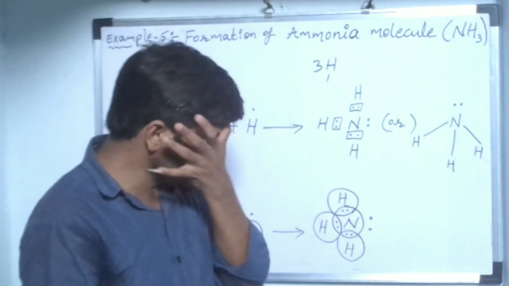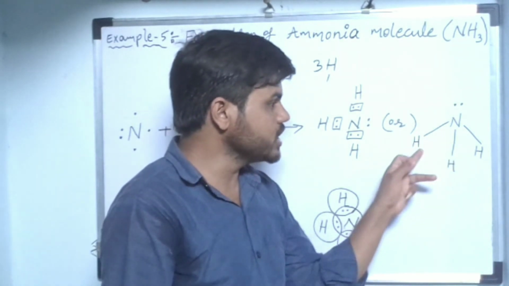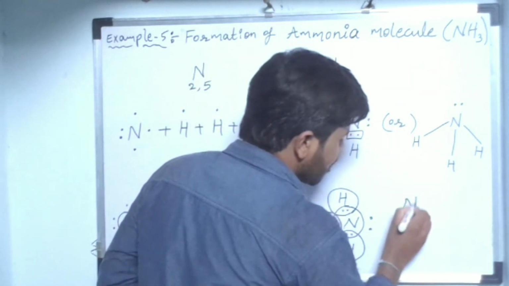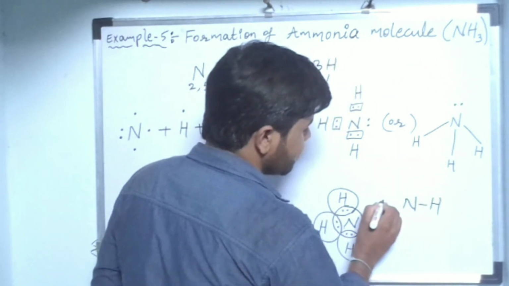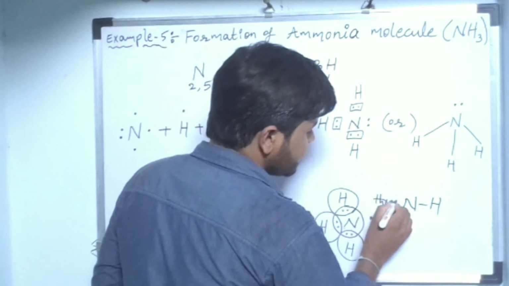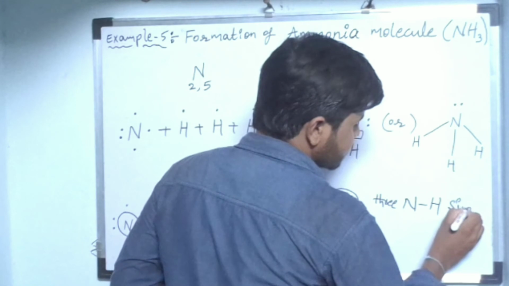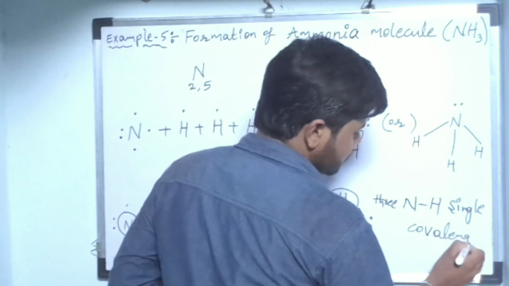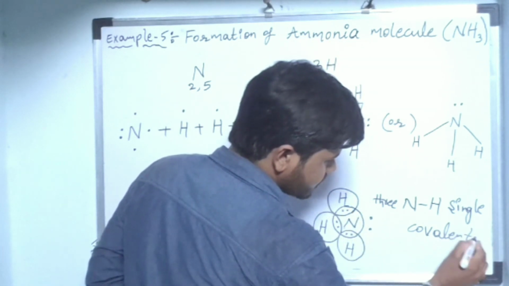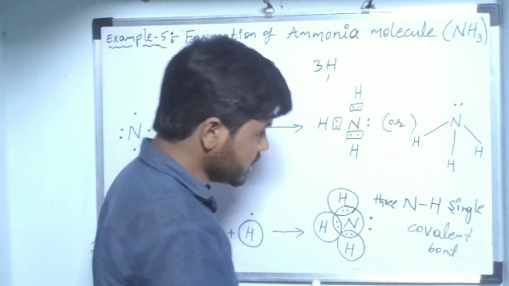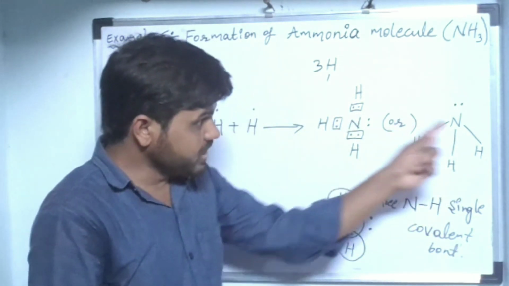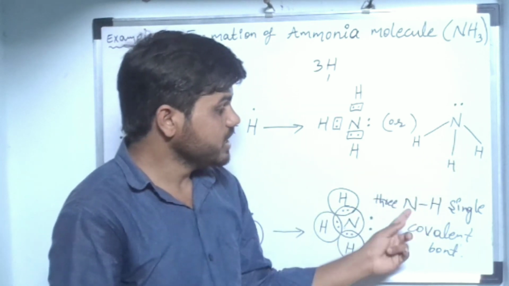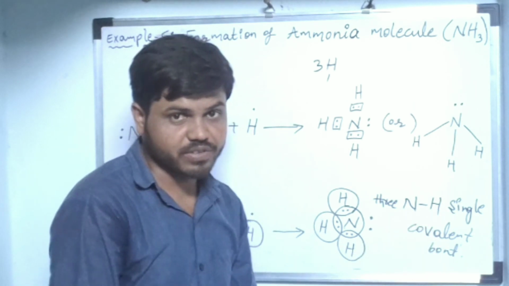See here, if you observe this, between each pair of nitrogen and hydrogen there are 3 single covalent bonds. So how many single covalent bonds are there between nitrogen and hydrogen? Three single covalent bonds. Between each pair of nitrogen and hydrogen, here and here and here, 3 single nitrogen-hydrogen bonds. Which bond? Covalent bonds.